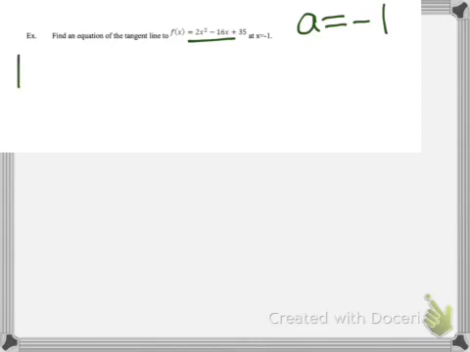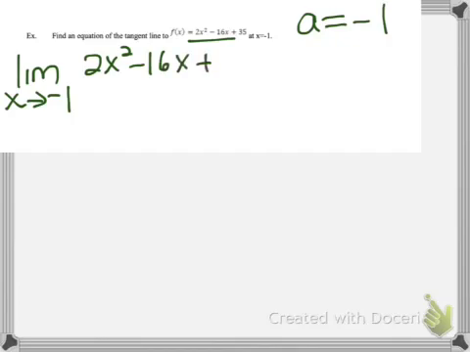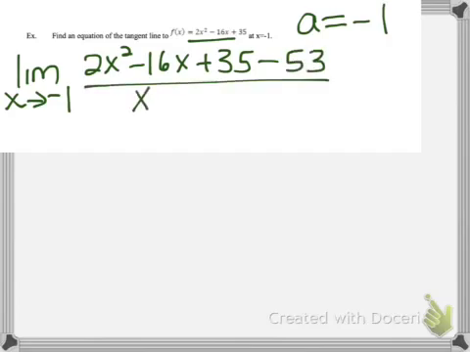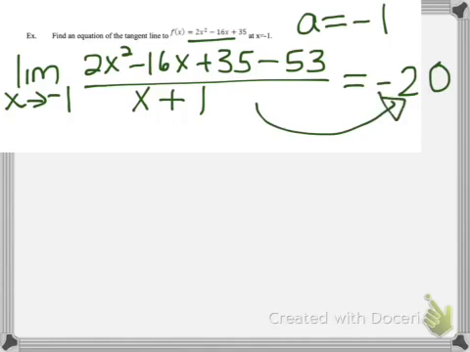If I set up limit as x goes to negative 1 of f of x, which is 2x squared minus 16x plus 35, minus f of a, which you should get 53, all over x minus negative 1, which would be x plus 1. Okay, simplify the numerator, factor, you should get the x plus 1s to cancel, and you should get negative 20. Again, there's a lot of work from here to here that I'm leaving up to you. Simplify, you're writing the limit each time, you're factoring, and you're canceling.